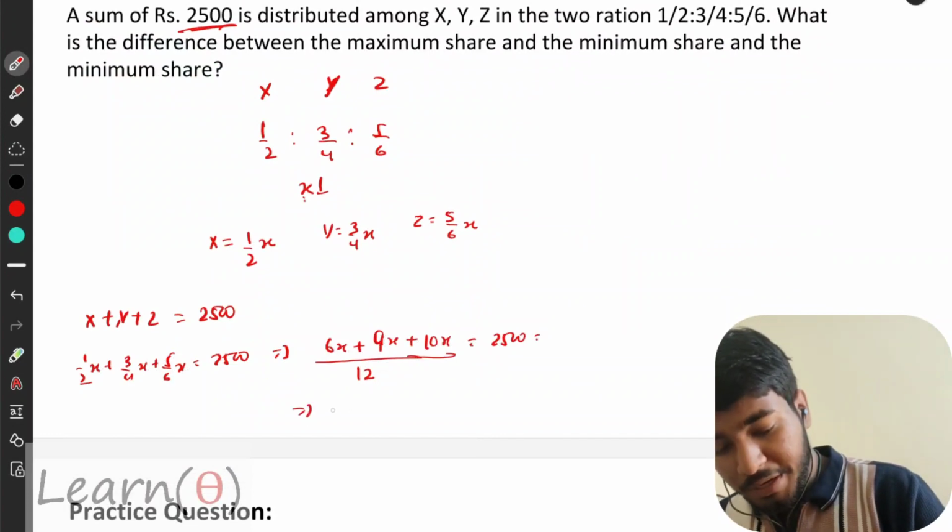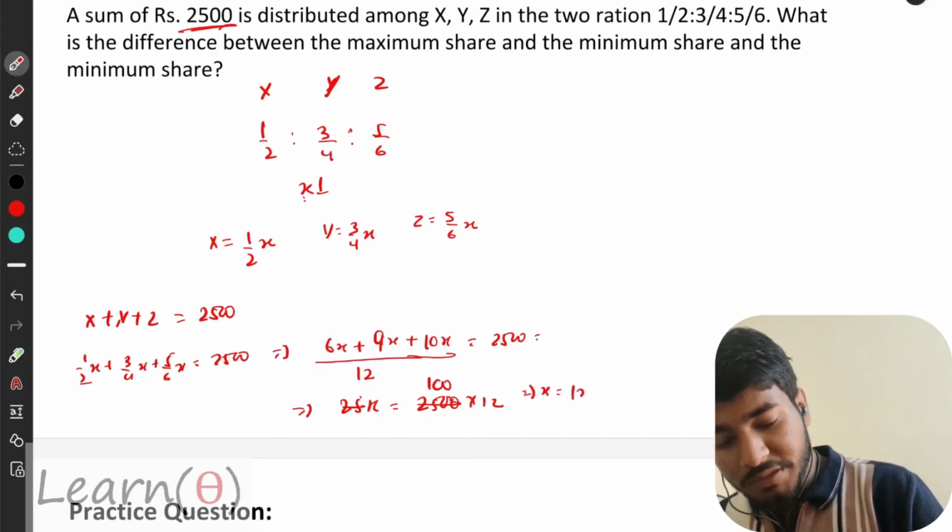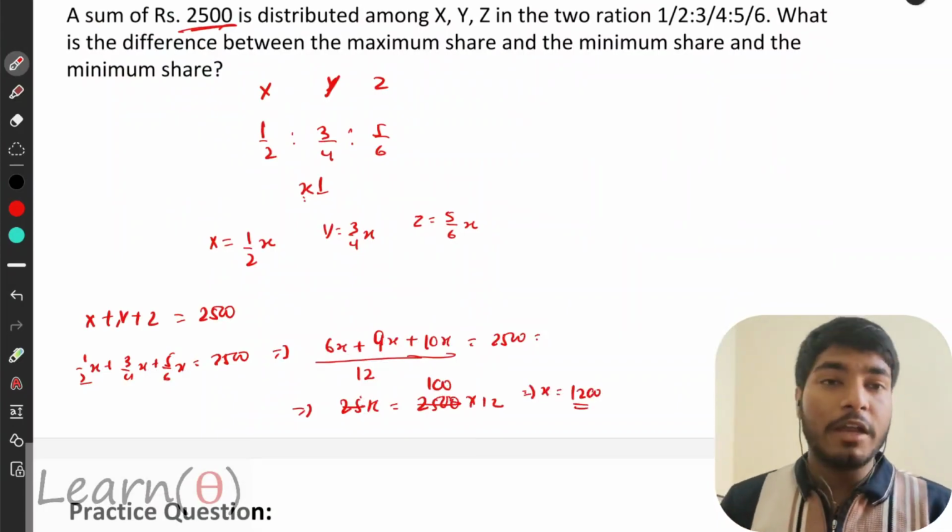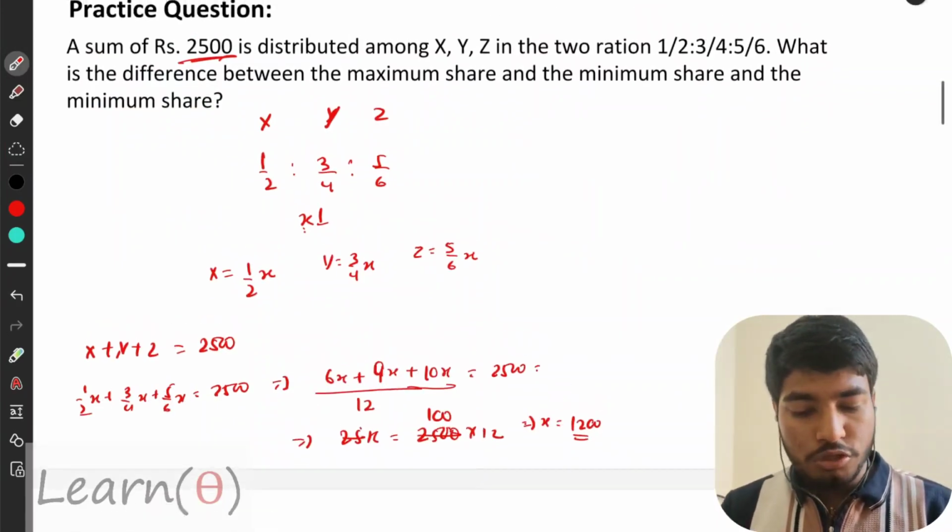Okay, let me add it. I will get 6 plus 9 is 15, plus 10 is 25. So 25x is equal to 2500 into 12. The 25 gets cancelled. So the value of x is equal to 1200. The value of x is how much? It is 1200. So what will happen?